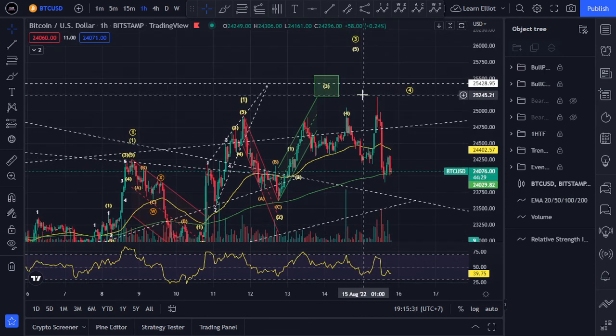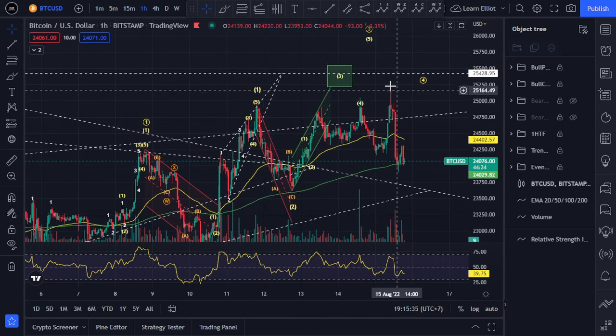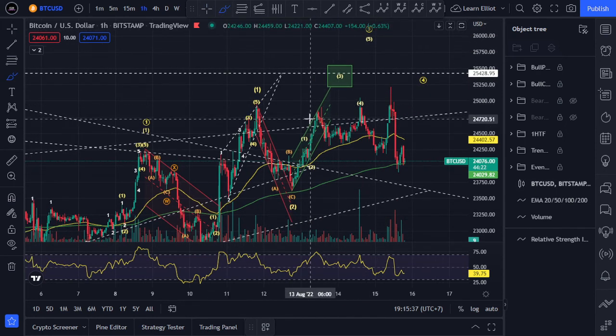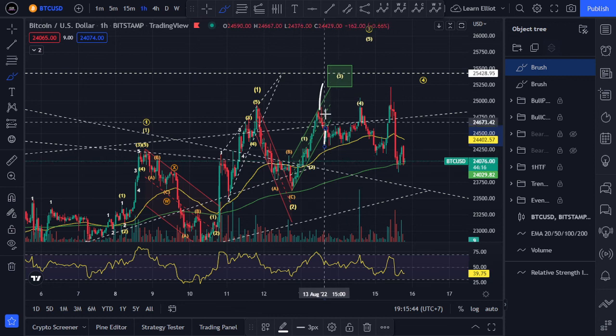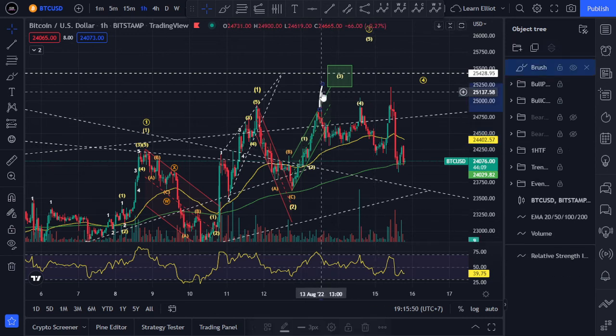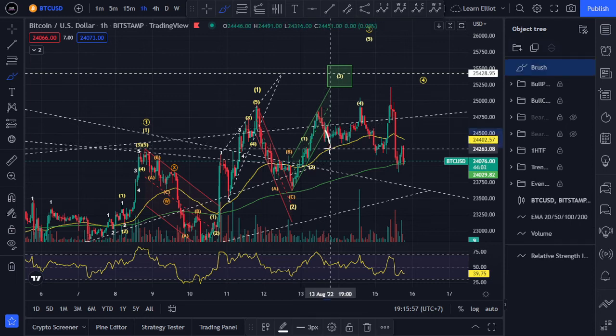So yeah, let's continue. In my last video I told you that if the price breaks this parallel channel, whether it breaks up or down, it will go further up or further down. In my assumption, the price actually broke up this parallel channel.